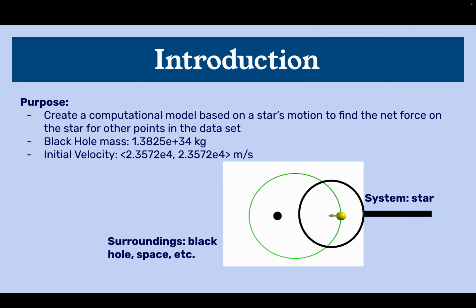The purpose of this lab is to study motion under the effects of gravity. In this scenario, our system is a star, while everything beyond the star, such as gravity and the black hole, constitutes our surroundings. For a brief preview, the mass of the black hole will turn out to be 1.3825e34 kilograms, and the initial velocity needed for the spaceship to not crash into the planet is 2.3572e4 in the x direction and 2.3572e4 in the y direction.